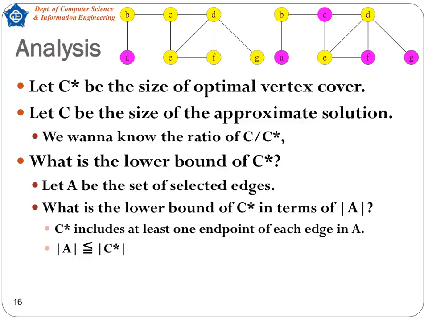Below this, we introduce C* to denote the size of an optimal vertex cover, and C for the size of our approximate solution. Our goal is to bound the ratio C over C*. So what's the smallest C* could possibly be? Well, every edge in A must be covered by the optimal solution, which means C* has to include at least one endpoint from each edge in A. Immediately then, we get the key inequality: |A| is less than or equal to C*. This simple yet powerful lower bound on C* is the cornerstone for establishing our approximation ratio.